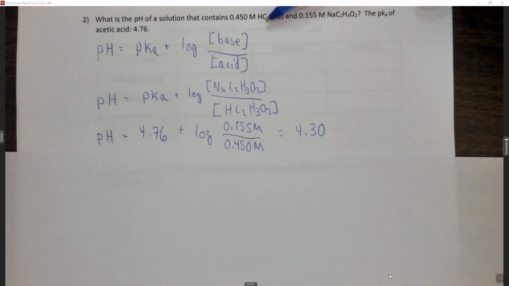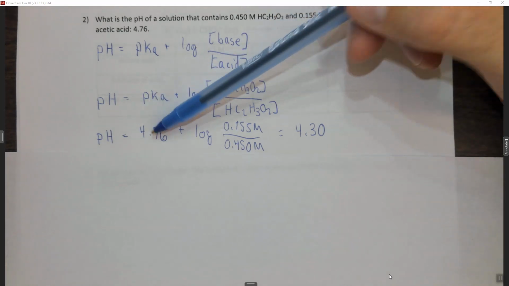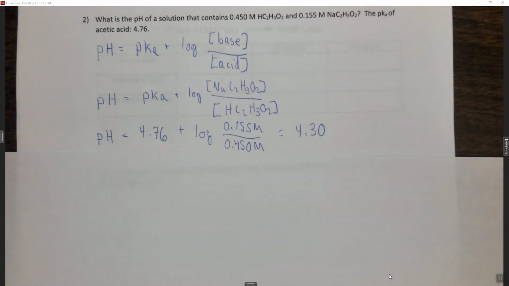If you were to have 10 times more acid than base, the pH would be 1 less than the pKa. All right, and that's generally considered the effective buffer range. So the pH and the pKa should be close to each other for a buffer solution.